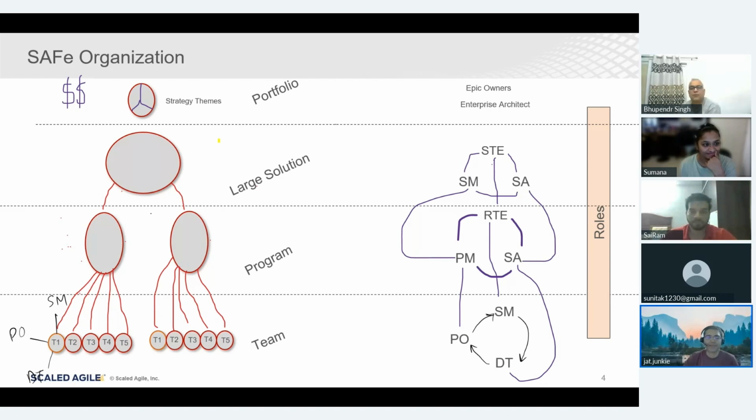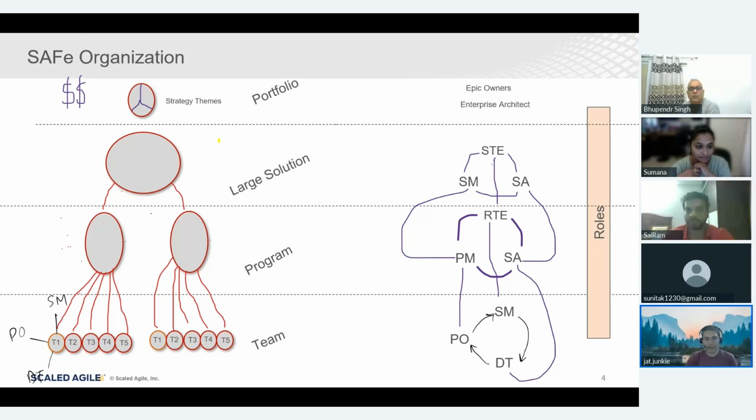Okay, fine. So this is how it all looks like. We have a team, then we have an ART, Agile Release Train. Then we have a solution, which could be a solution train, and then we have a portfolio to manage the strategic themes of the organization, mapping it to the portfolio, and we talk about roles like epic owners or enterprise architect at the portfolio level.